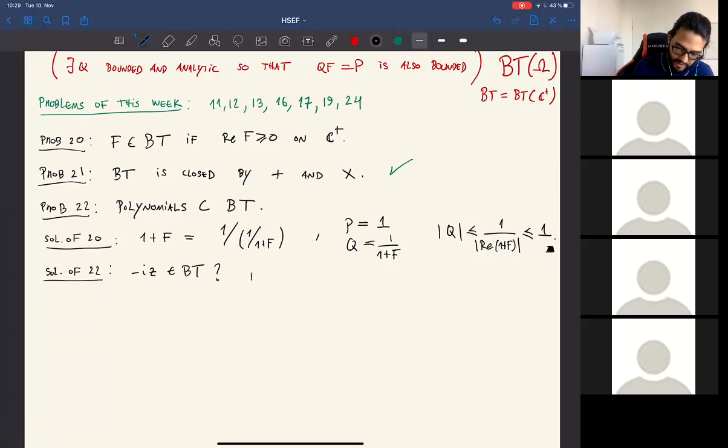Well, definitely, because the real part of minus iz in the upper half plane is just y, which is greater than or equal to 0. It would just show that this has to be true. So therefore, yes, and this is by problem 20. This is one way of showing that, and there are other ways. Any questions here in these solutions?